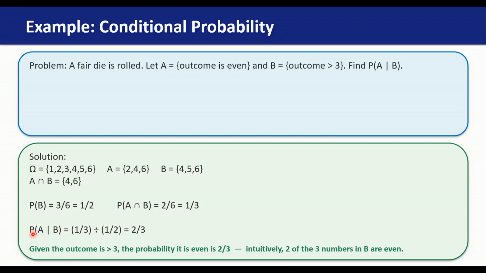According to the formula of P of A given B, we should divide P of A and B by P of B. 1 divided by 3 divided by 1 divided by 2 results in 2 divided by 3. Let's see if this makes sense. We know the result is in 4, 5, and 6 because our sample space shrinks to B. Two of these three numbers are even, 4 and 6, so the answer should be 2 out of 3. That is our new sample space and our final probability that we find based on the formula. So we can see that the math matches our intuition.